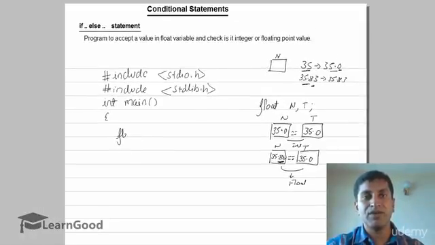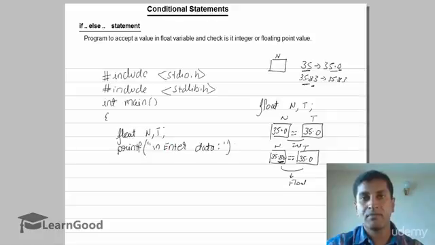So for doing that, you need two float variables. Float, I'll take here n and t, accept the data, enter data, and now read it by giving scanf, but you have to read it as a float value. If you read it as an integer value, you cannot store 35.86. Okay, ampersand of n.